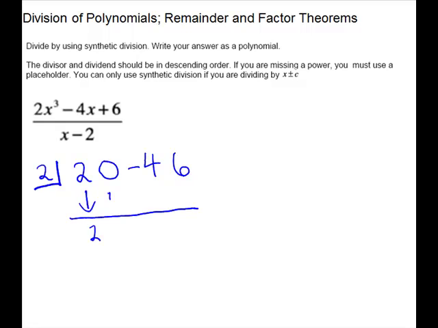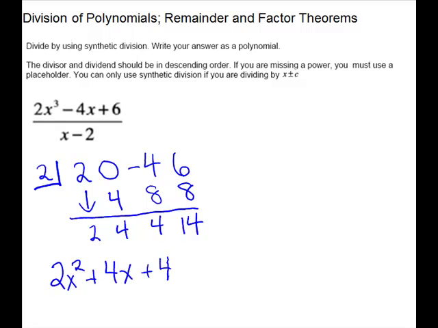So 2 times 2 is 4, plus 0 is still 4. 4 times 2 is 8. 8 minus 4 is 4. 4 times 2 is 8, plus 6 is 14. Now we'll put it back together. We're dropping 1 degree lower, so this is 2x squared plus 4x plus 4 plus 14 over x minus 2.